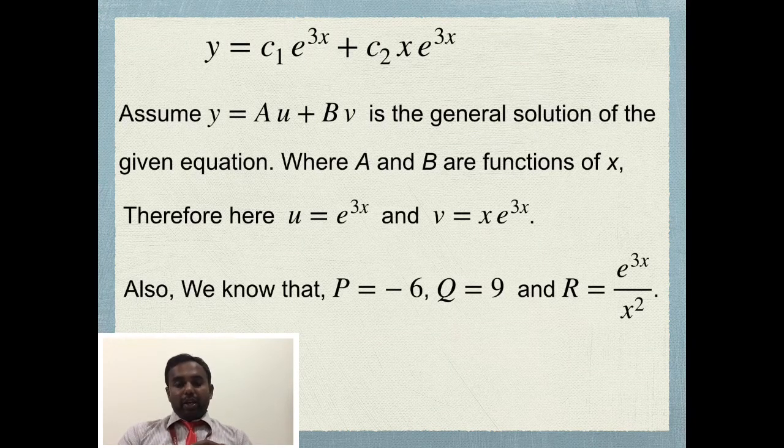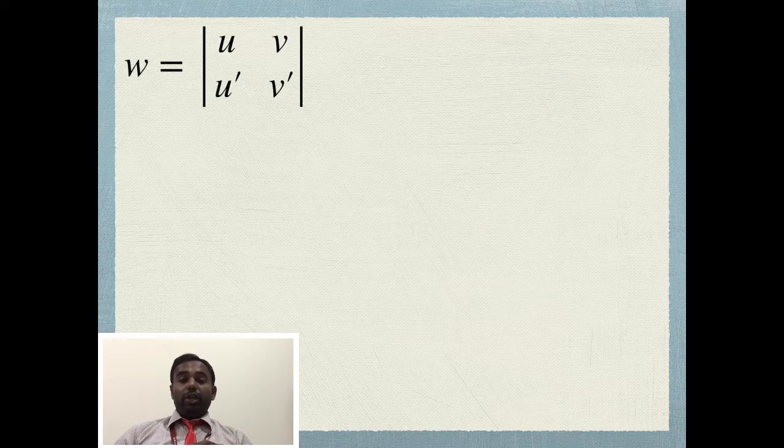and easily I can make out, in my assumed solution y = Au plus Bv, where A and B are functions of x, that u will be equal to e^(3x), and v will be equal to x e^(3x). And from the given equation, if I make a comparison with the general form, I'll be getting P equal to minus 6, Q as 9, and R as e^(3x) by x².